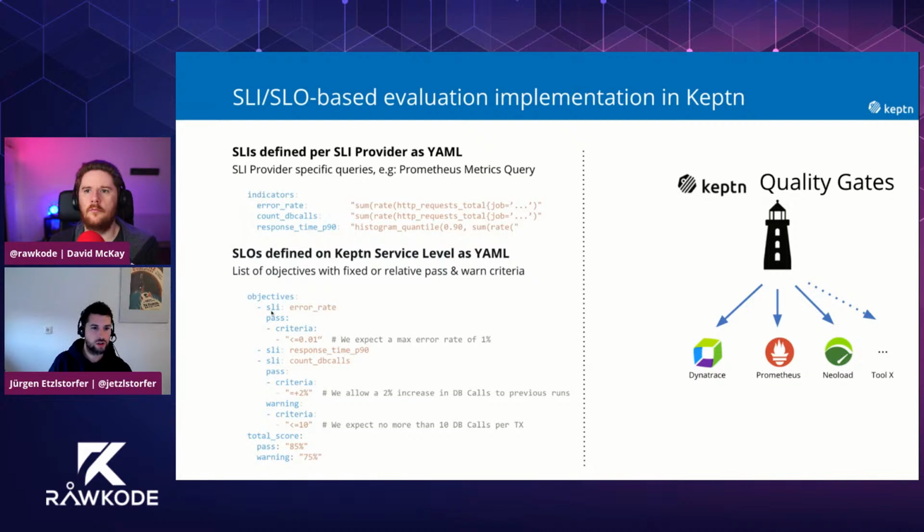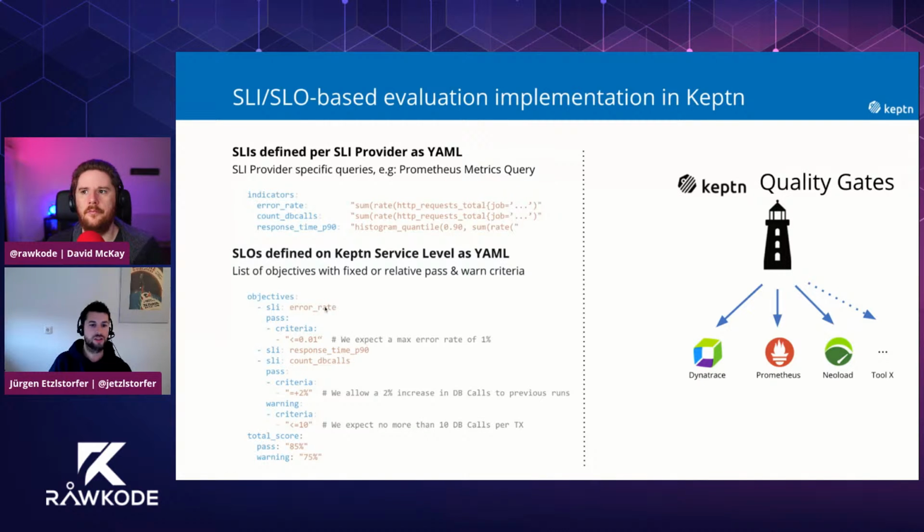We just reuse the error rate in the objective file, and we specify the error rate has to stay lower or equal than 1%. And the time frame for the evaluation is actually calculated by Keptn, since Keptn can also trigger the tests. Keptn will trigger the tests, let's say JMeter tests or Neoload tests or BlazeMeter, or whatever you're using. And once the tests are finished, Keptn will be informed the tests are finished, and it can evaluate for this exact time frame of the tests.